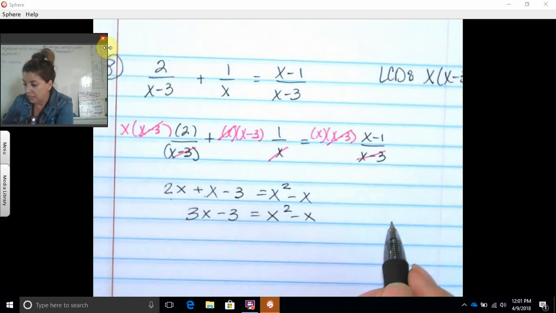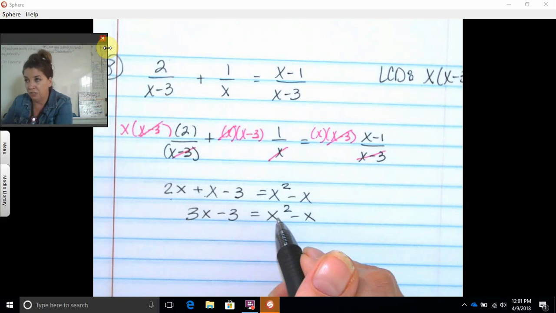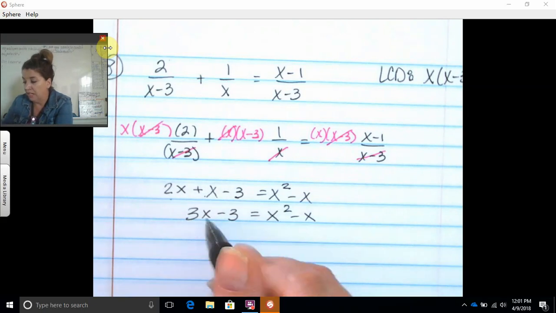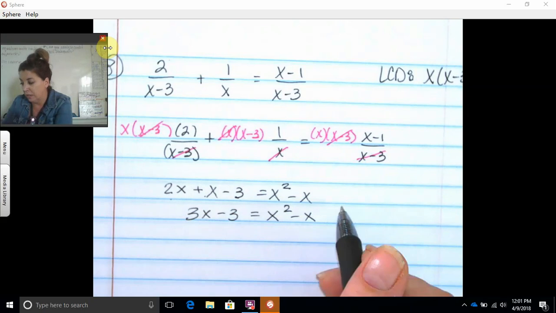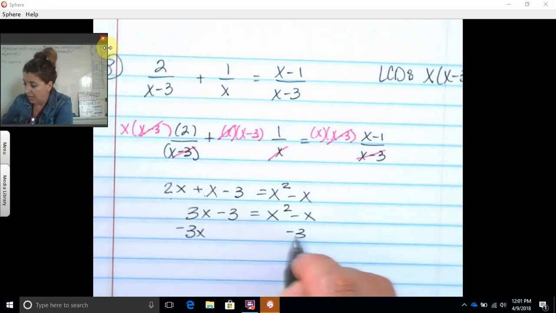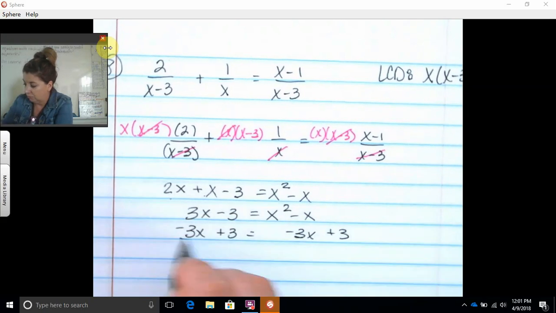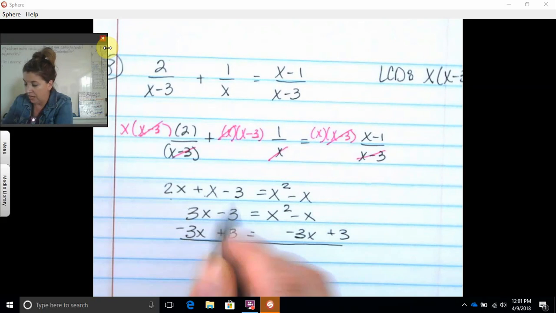And since my quadratic term is on the right side and it's already positive, and it's going to be my leading coefficient, right? I want it to stay positive. Then I'm going to move the 3x and the negative 3 over to the right so that that stays positive. So I'll subtract 3x, and I will add 3, so that I have 0 on the left side.